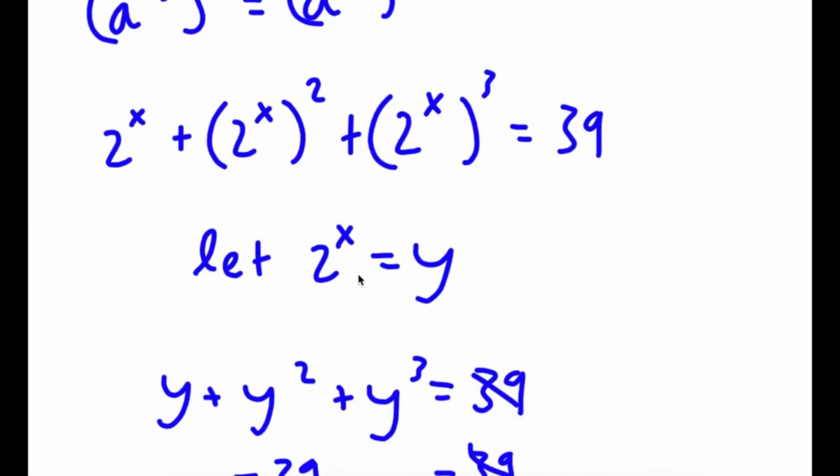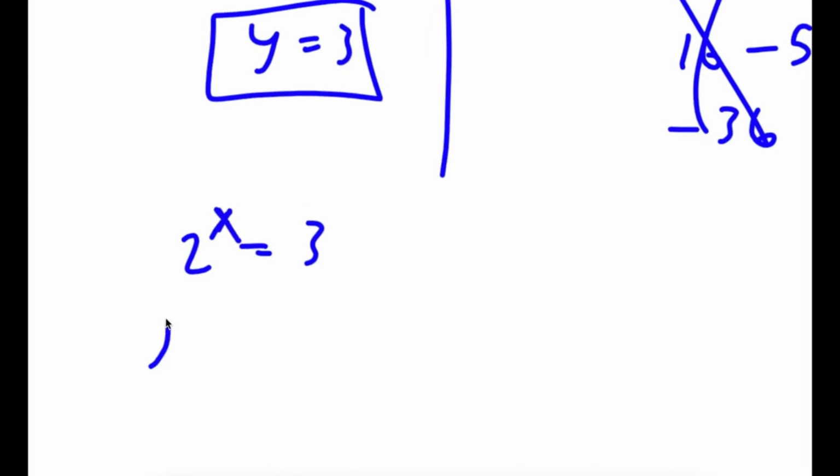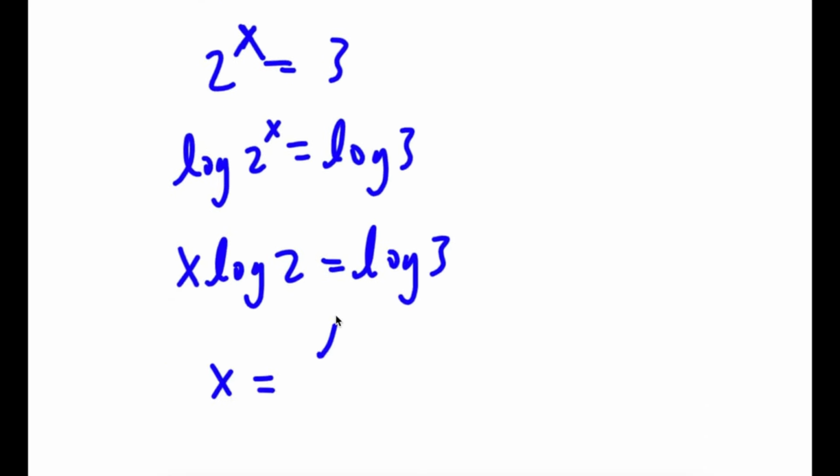Now remember how we let 2 to the power of x equal y, meaning 2 to the power of x equals 3. So now to solve this, I'm going to take the log on both sides. And this is the same thing as x times log 2 is equal to log 3, meaning x is equal to log 3 over log 2.